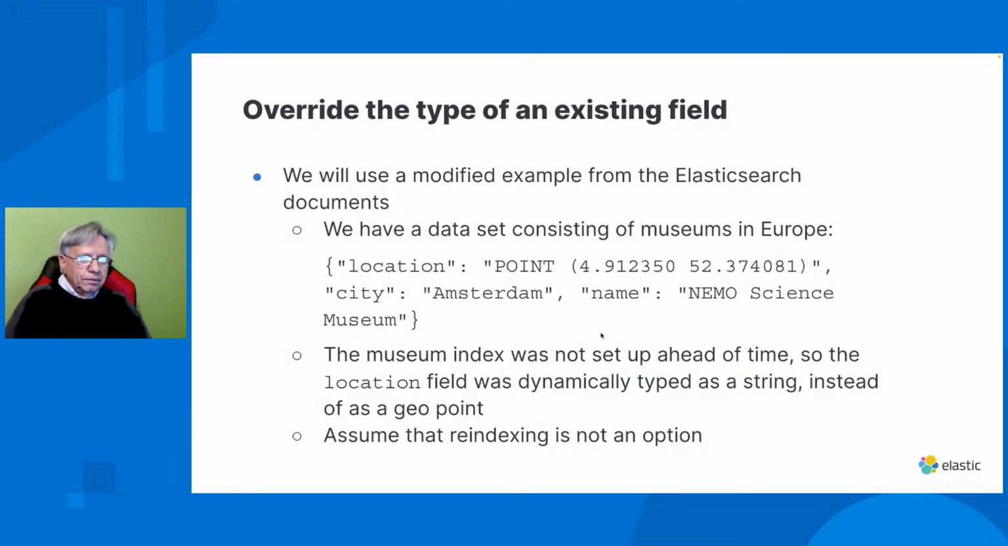The data we're going to use comes from one of the documentation pages, which I really like. It's a few locations of museums in Europe. And what we're going to do is index it without setting up an index ahead of time. So the point string is not going to be captured as a geopoint. It's going to be captured as a string, which means our geo functionality for finding distances between 2 geopoints or putting the data on a map is broken, right? It won't work because it's not of the right type. So we're going to fix that using a runtime field.